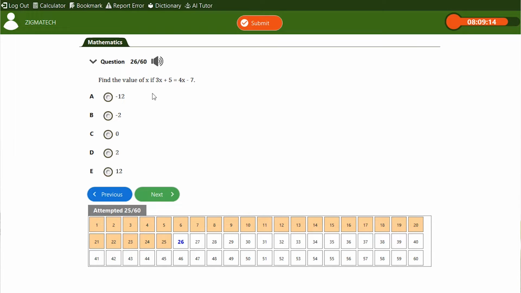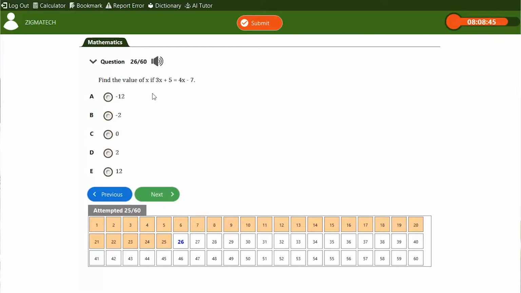Find the value of x if 3x plus 5 is equal to 4x minus 7. 26. Find the value of x if 3x plus 5 is equal to 4x minus 7, all right? We take like terms too. Very simple. 4x comes this way, 5 goes to 7, all right?